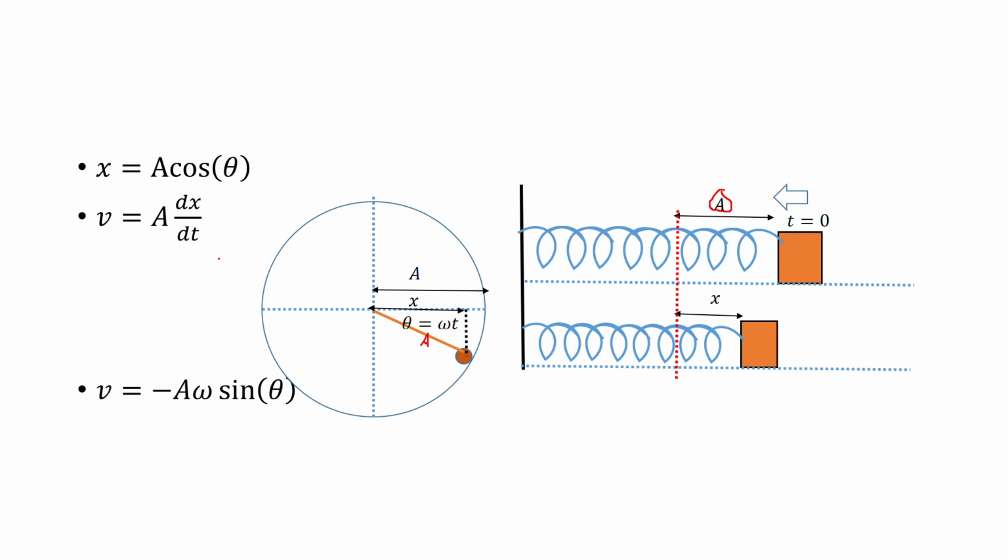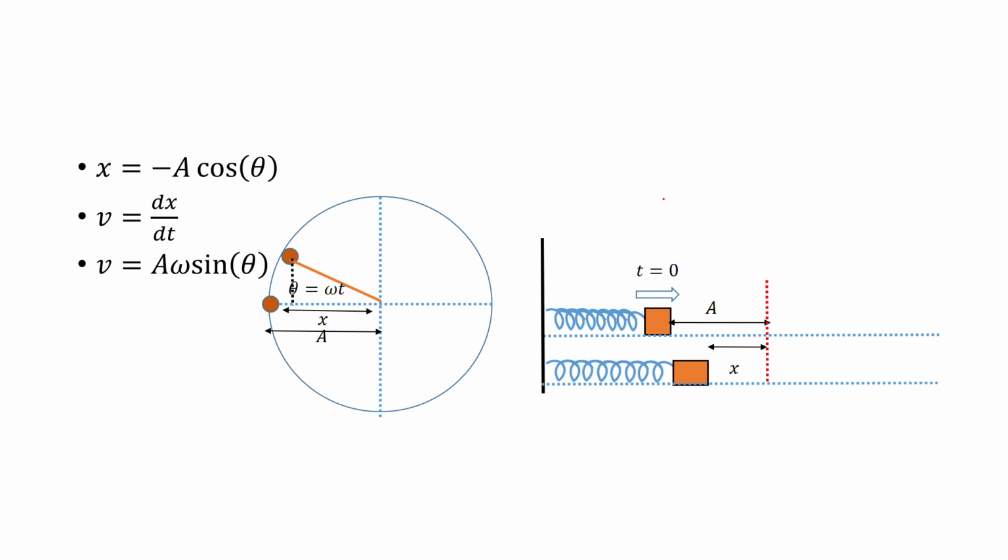Similarly, we can obtain the velocity v equals dx by dt, and that is minus a omega sine theta, where theta is omega into t. Notice in this case the particle is in the fourth quadrant, where displacement is positive and velocity is negative. This we can verify from the simple harmonic motion. The particle at any instant during this time interval will have positive position, and velocity is moving towards the left, so it is negative.